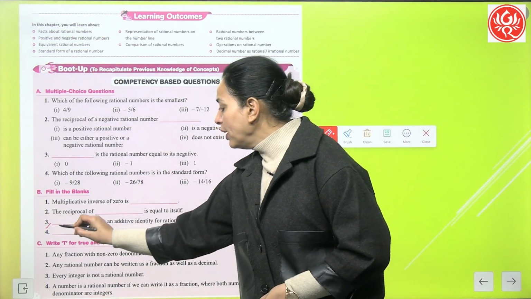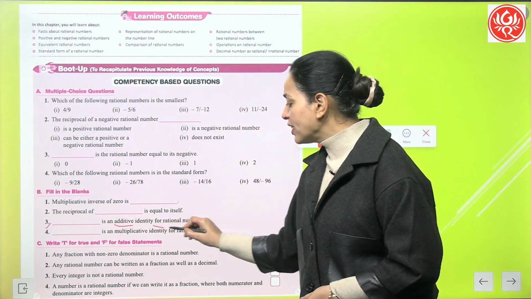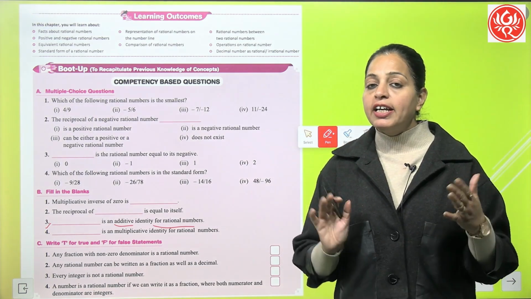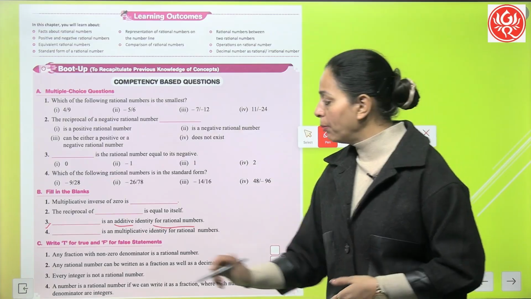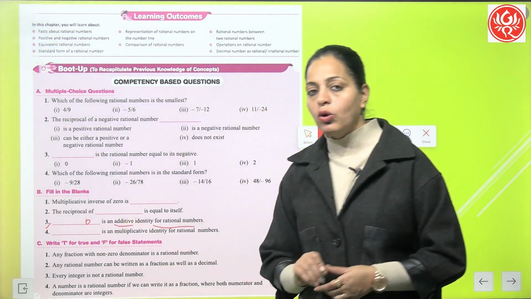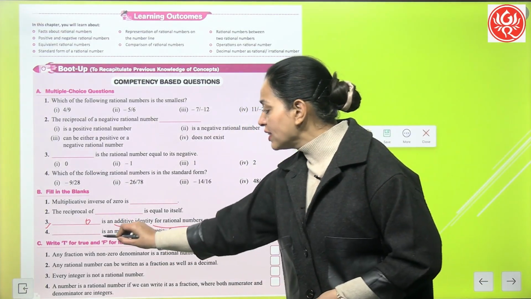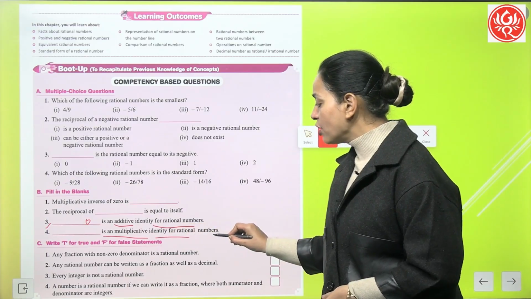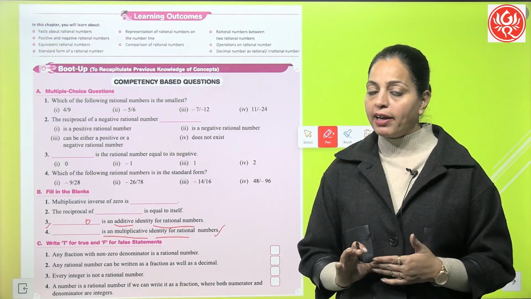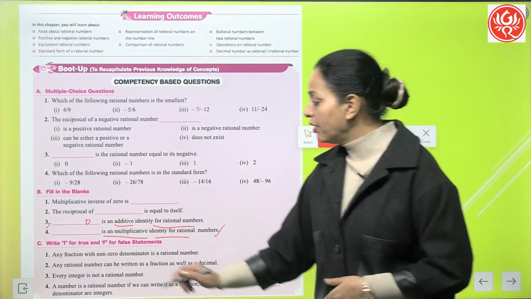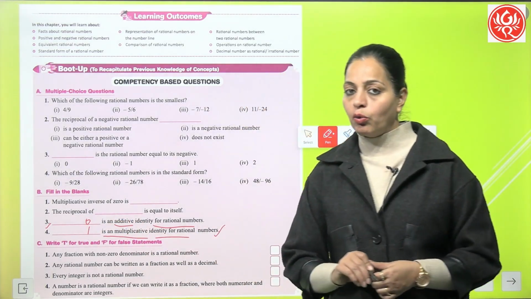The third one, dash is an additive identity for rational numbers. What should we add to a rational number so that we get the same number? That is 0. The fourth one, dash is a multiplicative identity for rational numbers. By what should we multiply a rational number so that we get the same number? That is 1 only.